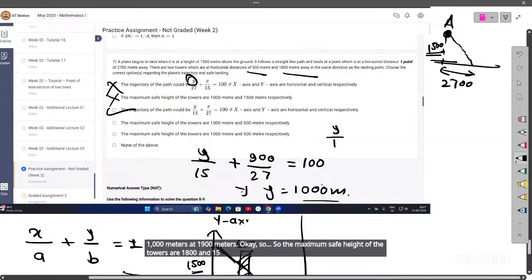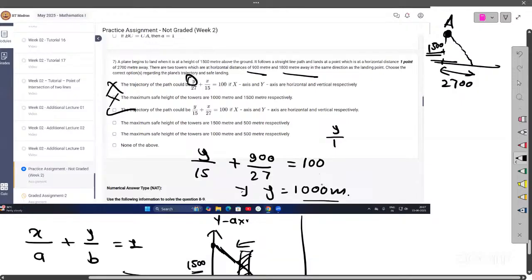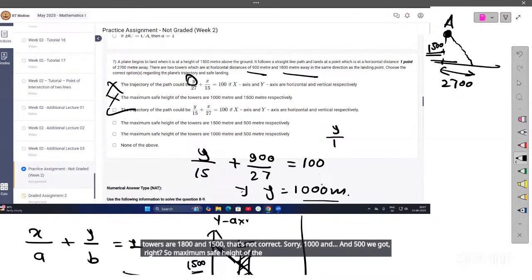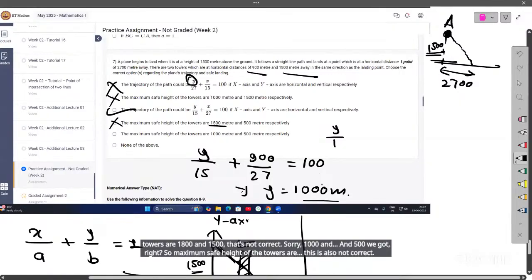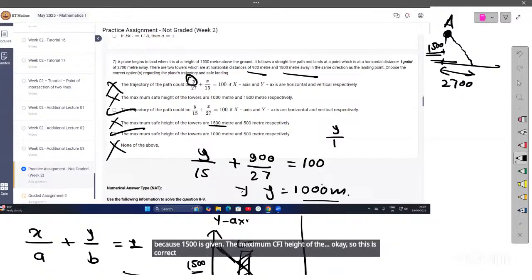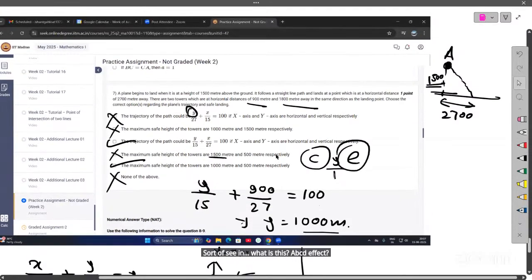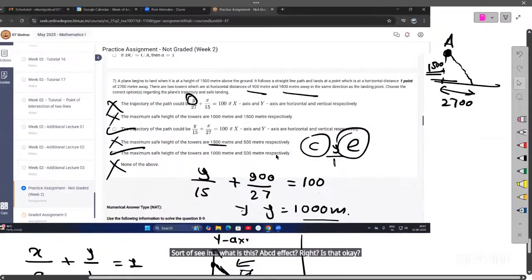That's not correct. 1000, sorry, 1000 and 500 we got, right? So the maximum safe height of the towers are, this is also not correct because 1500 is given. The maximum safe height of the, okay, so this is correct and none of the options is correct. Okay, so the answer is, sorry, C, and what is this? A, B, C, D, right? Fine. Is that okay? Yes, ma'am.